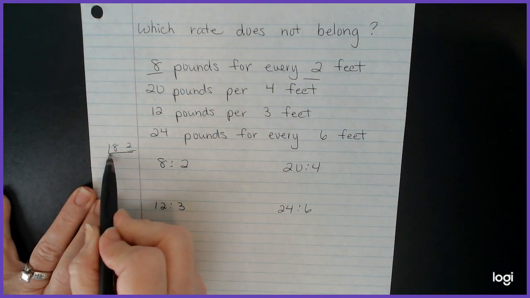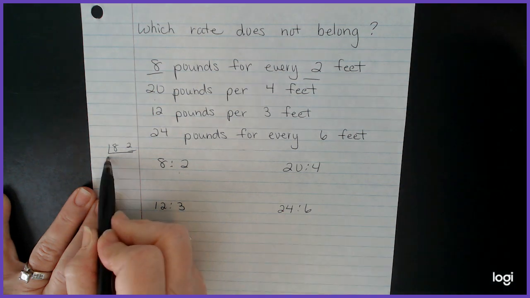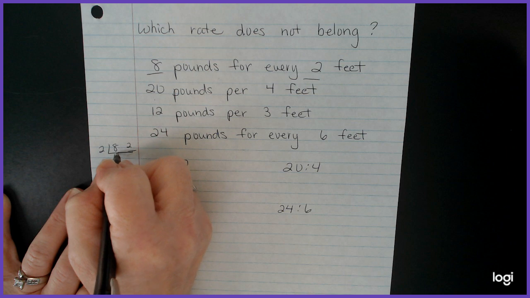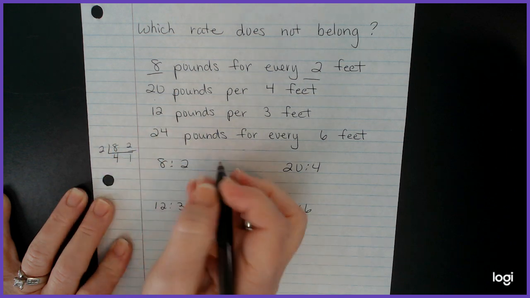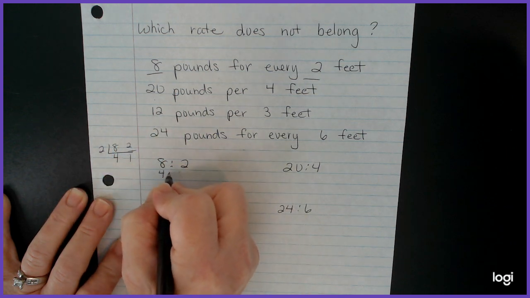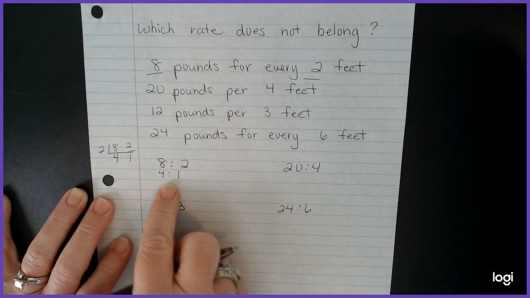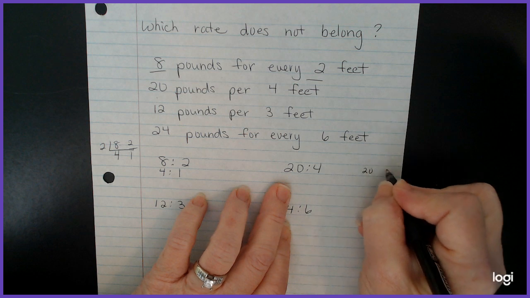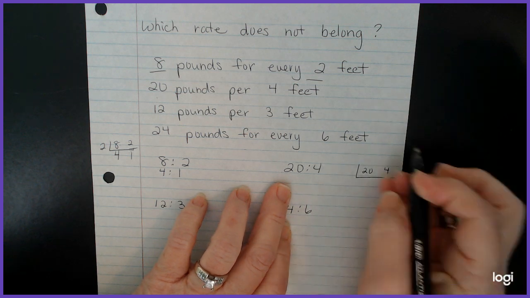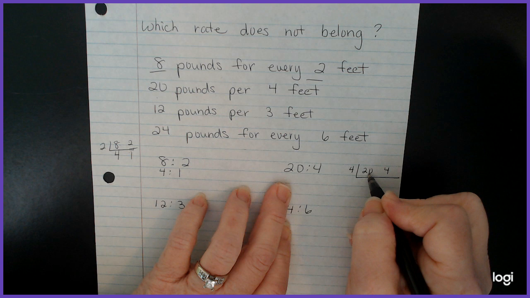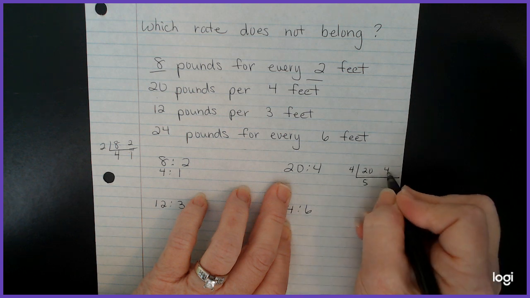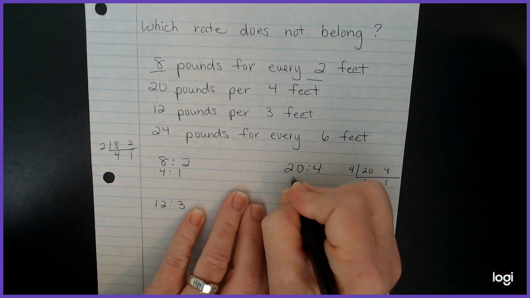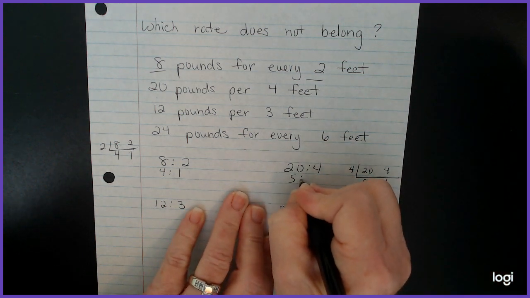So I look at 8 and 2. I find a common factor that goes into both of them. Well, it's going to be 2. 2 goes into 8 4 times, and 2 goes into 2 once. So this one here will simplify to 4 to 1. Let's see what this one over here will simplify to. Well, if I did this again, what goes into both of them? 4 goes into both. 4 goes into 20 5 times, and 4 goes into 4 once. So it looks like this one's going to simplify to 5 to 1.